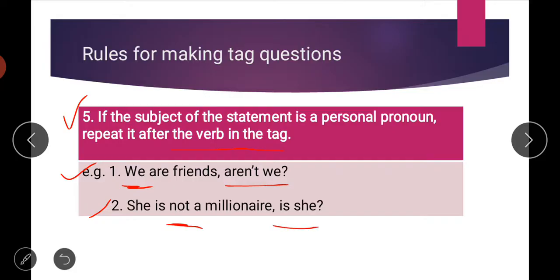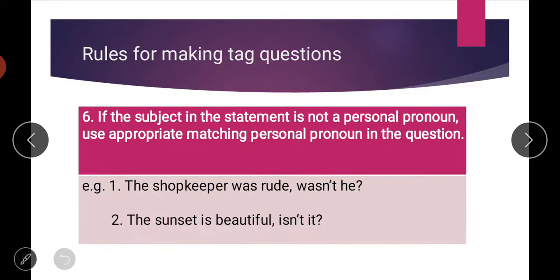As you know, we have helping verbs, so we can use that helping verb as it is. And if a personal pronoun is given like we, she, he, we can repeat these personal pronouns as they are in your tag. So yes, next is your last rule, I think. Yes, this is the sixth, your last rule.